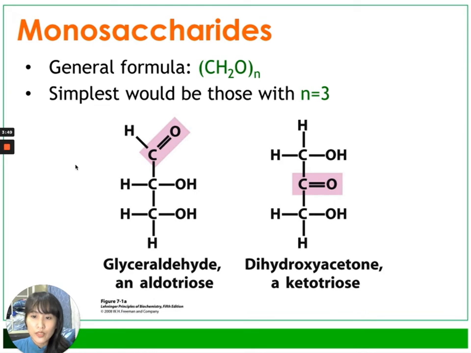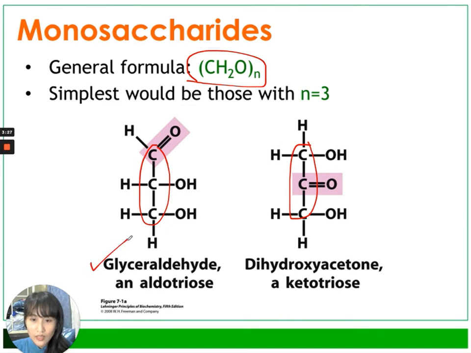We first discuss monosaccharides. Monosaccharides have the general formula of CnH2nOn, like what we've discussed a while ago. The simplest monosaccharides would be those that have 3 carbon units. So we have here glyceraldehyde, which is an aldotriose, and dihydroxyacetone, which is a ketotriose. We will discuss in the next slide what is the difference between aldose and ketose.